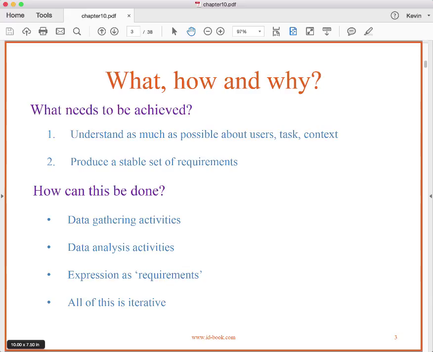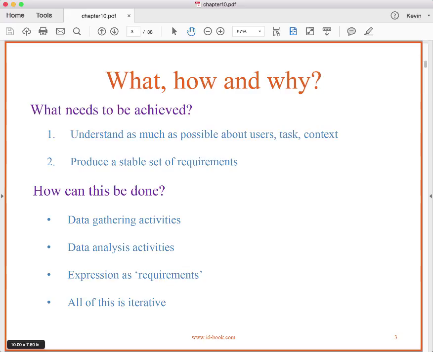So, requirements. That's how we got here. Okay? We want to ask ourselves about questions like what, how, and why. What needs to be achieved? We want to understand as much as possible about the users, the tasks that the users are trying to achieve, and the context in which they're trying to achieve that.